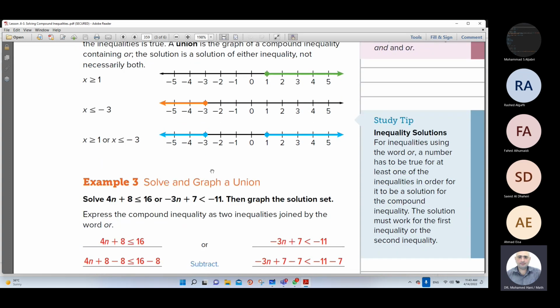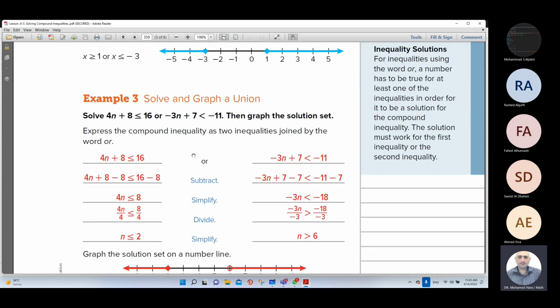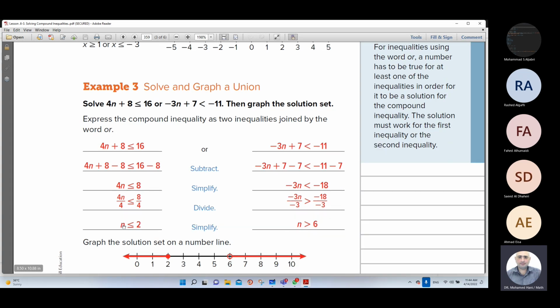For example, solve and graph a union. Solve n plus 8 less than or equal to 16 or minus 3n plus 7 less than minus 11. Take the first inequality, then try to solve it. Then take the second inequality, then try to solve it. So as you see here, you have a solution here and a solution here.